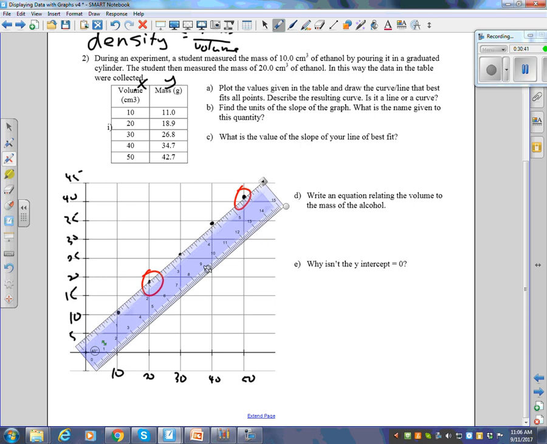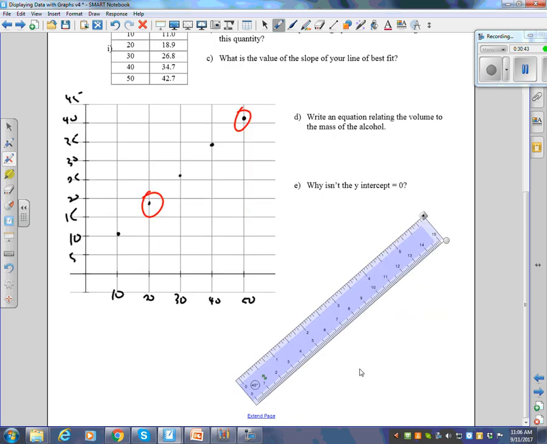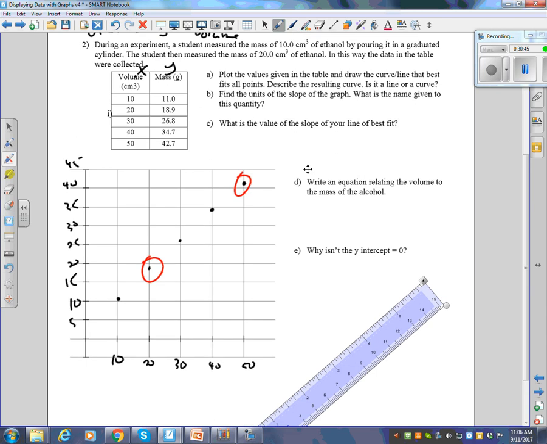All right. So what is the value of the slope of the line? I'm picking those two that I picked in red. This y value here was 42.7, and this y value here was 18.9. And now I'm going to pick the x values. This x value here is 50, and this x value here is 20.